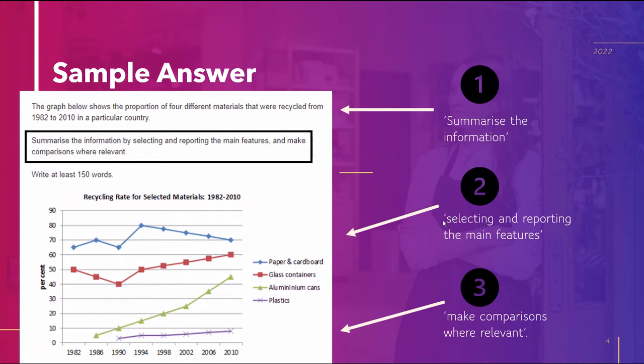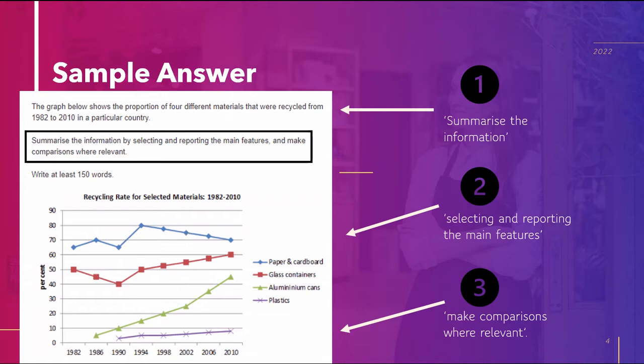The second thing is selecting and reporting the main features. So again, students just go straight into looking at the tiniest details and maybe going through these one at a time and describing how they may fluctuate, or how to begin with there's an incline, then there's a decline, then there's an incline. The examiner's not interested in that, okay? You only have 150 words, right? So what you need to do is look over this and look at overall trends. All right, and we'll look at those, as I said, in a few minutes.